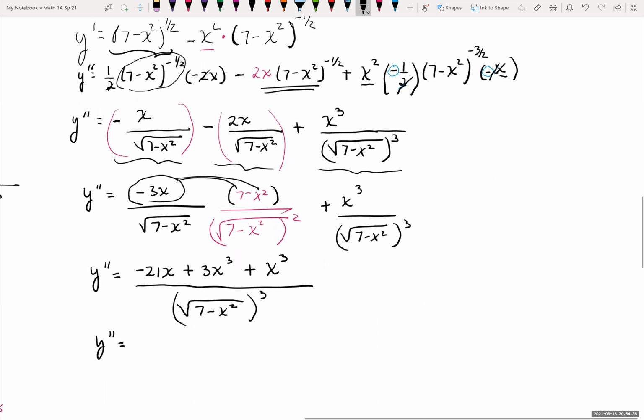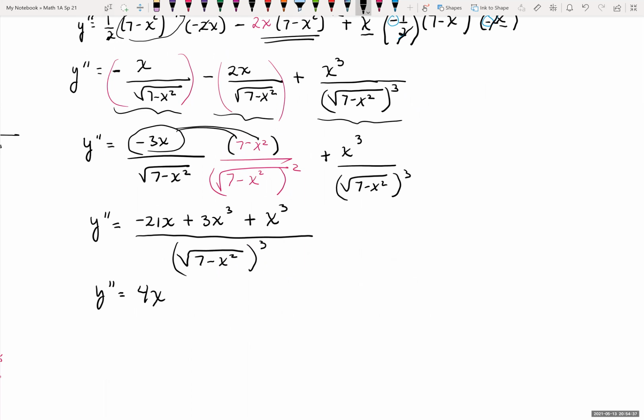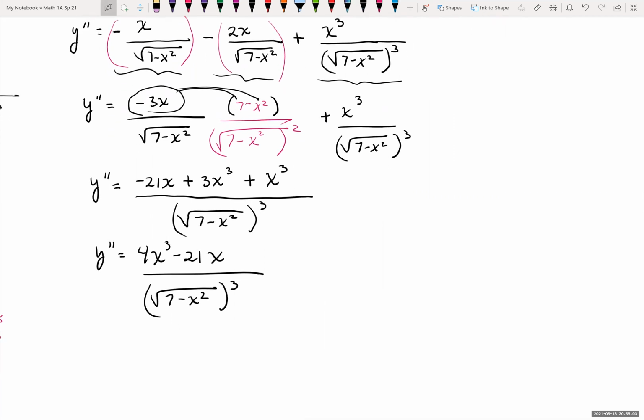So if I did this right, we have 4x cubed minus 21x all over the square root of 7 minus x squared, quantity cubed. So we want to find where this is equal to 0, where it's undefined. It's equal to 0 is fine. Where it's undefined, we have the same thing that we had for the domain, except the endpoints are also not included here. So we're looking at actually when is our numerator equal to 0? Because if we multiply both sides by that denominator, it would go away.